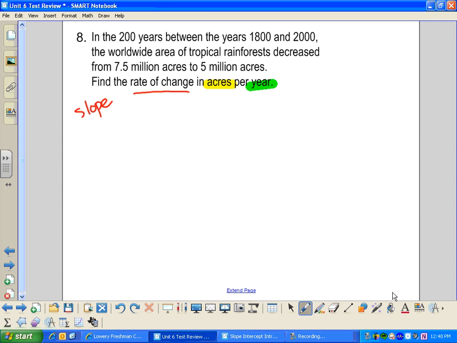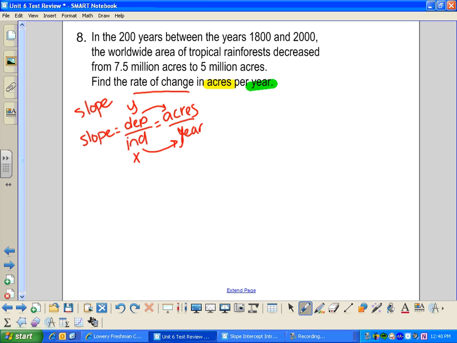Ooh, that's good information. Since I know that slope is my dependent variable over my independent variable, and this is acres per year, my dependent variable is going to be acres, and my independent variable is going to be year. My dependent variable is my y, and my independent variable is my x. So I've got great information here.